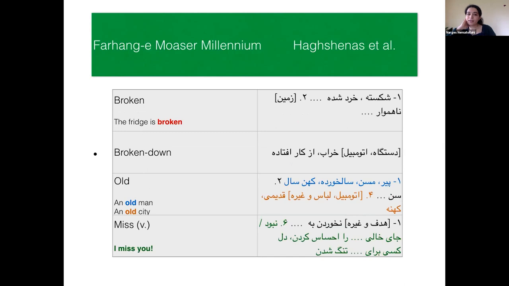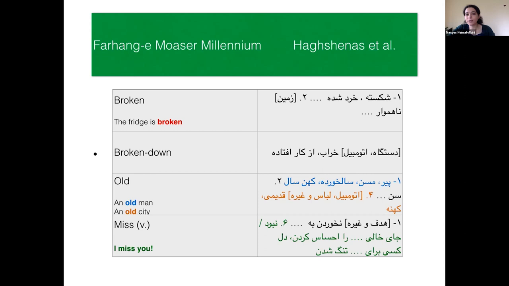The second dictionary, Farhang-e-Muasir Millennium, has some improvements because, as you can see, it categorizes different meanings based on fields and subfields. So, for example, for broken, if it is talking about a train, then it says broken is nahamvar. Or for broken down, it says if you are using it for a car or for an instrument, then it gives the right equivalent. For old also, for example, it lists pir, mosen as the first sense, but in number 4, it says if you are talking about cars or clothes, then you should use qadimi or kohne. The same for miss. Again, we already see some improvements in Farhang-e-Muasir Hezare as compared to the previous dictionary.